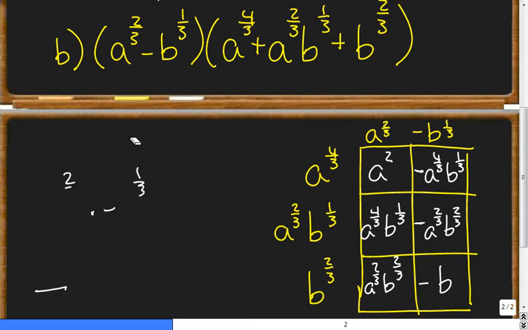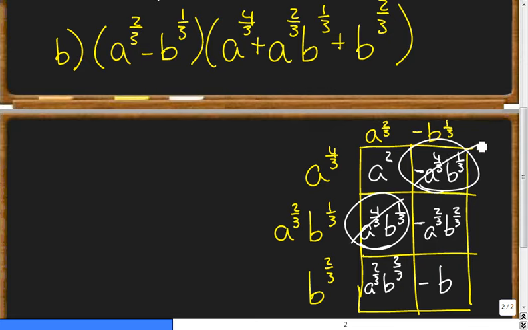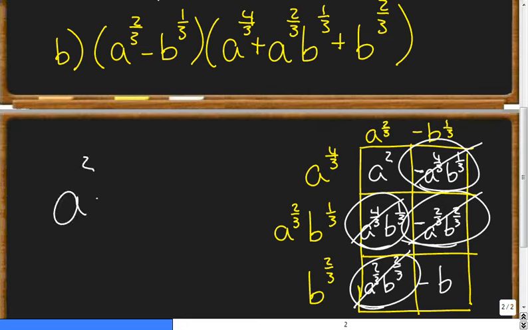So now let's see if we have anything of like terms. We have a to the 4/3, b to the 1/3. We have a negative version of that. So these actually cancel out. We have an a to the 2/3, b to the 2/3, and a negative a to the 2/3, b to the 2/3, so those cancel. So we're actually just left with a squared minus b after all of that work.